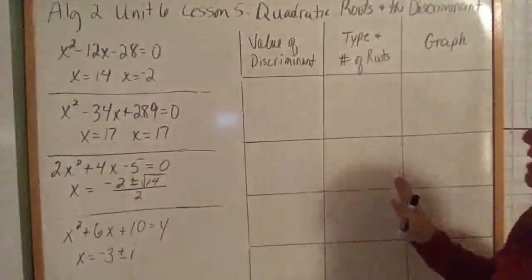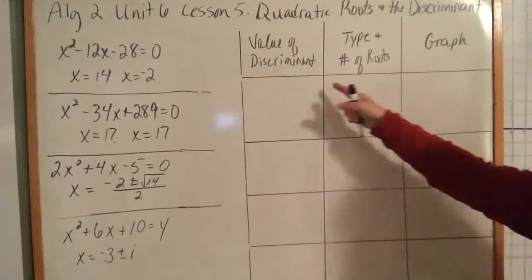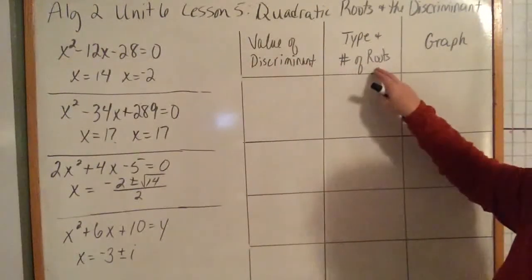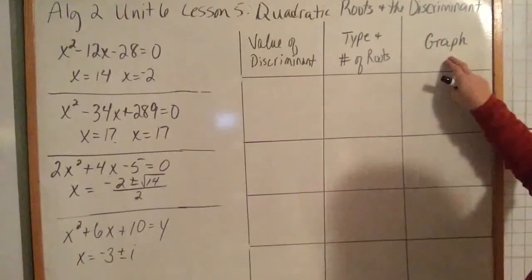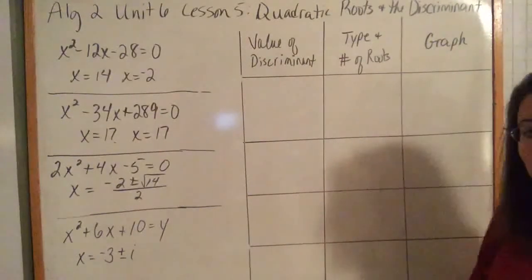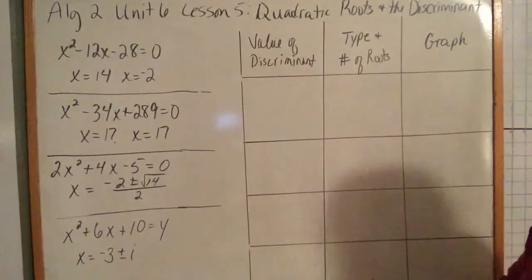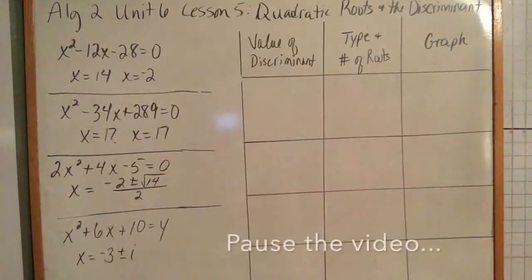And then copy down this chart. We're going to talk about 3 things: what the value of the discriminant is, what that means for the type and number of roots that the quadratic equation will have, and what the graph of that quadratic equation might look like. So go ahead, pause the video, copy this stuff down, and then we'll talk about it.